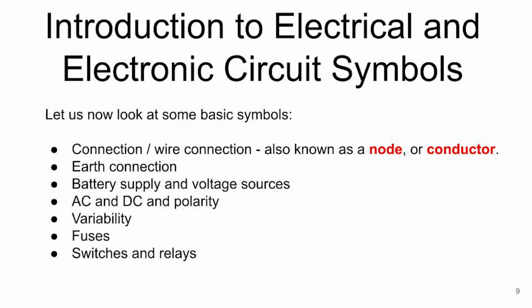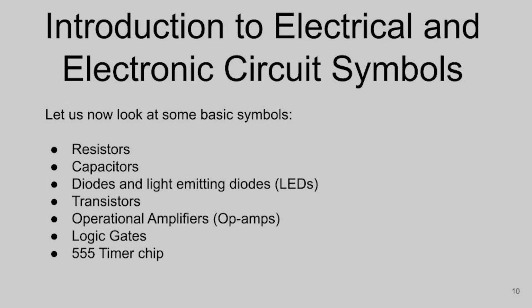Earth connections, battery supplies and voltage sources, AC and DC and polarity, variability, fuses, switches and relays, resistors, capacitors, diodes and light-emitting diodes, transistors, operational amplifiers or op-amps, logic gates, and the 555 timer chip. So we'll take a look at these in a little bit of detail, and we'll look at these in more detail in later videos. We begin with conductors and connections.